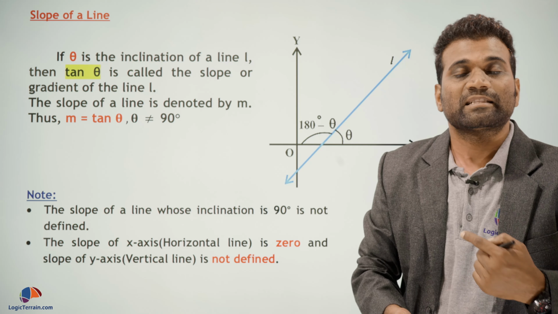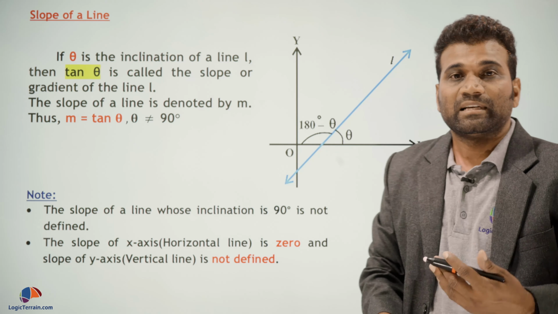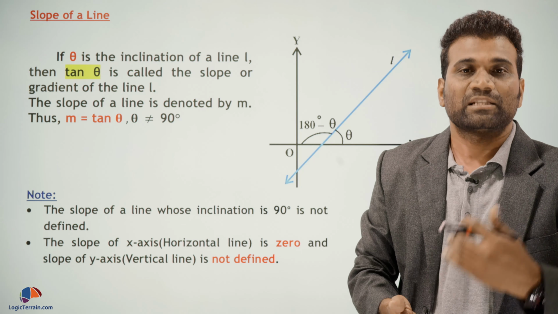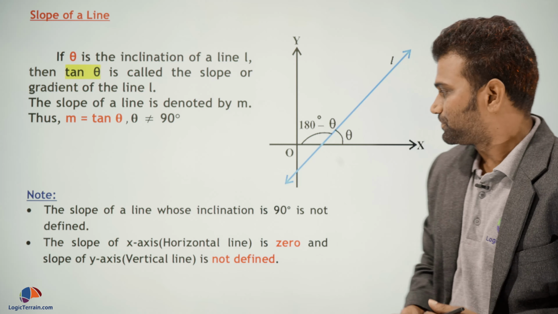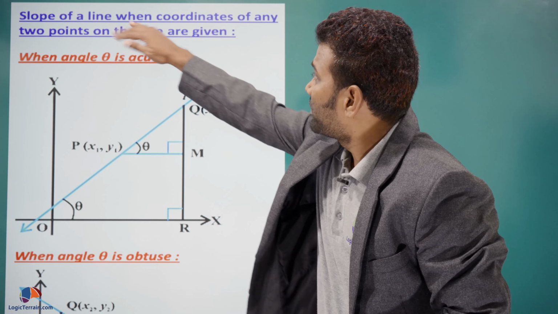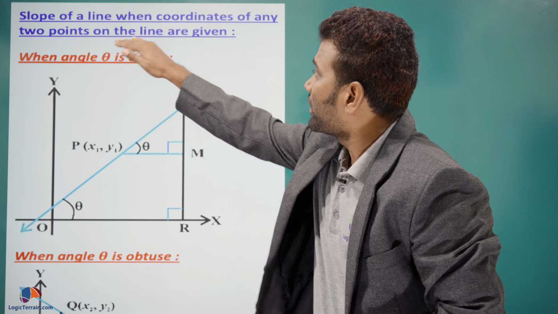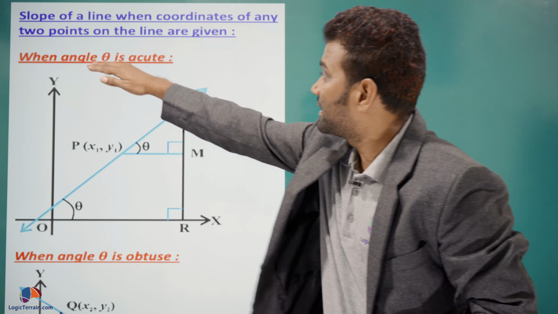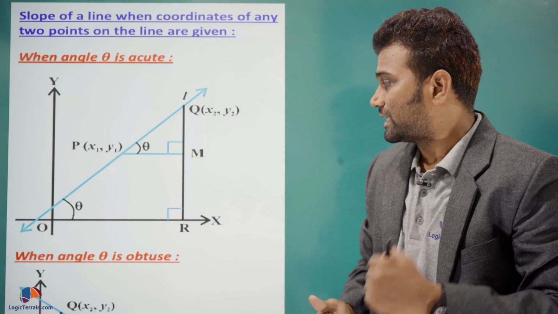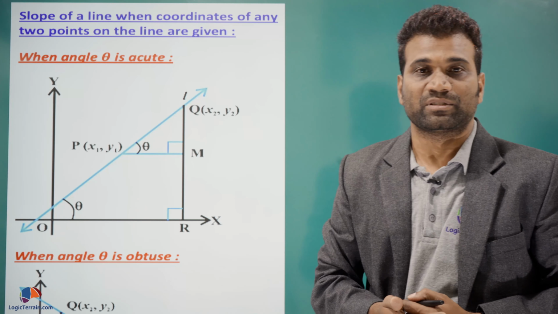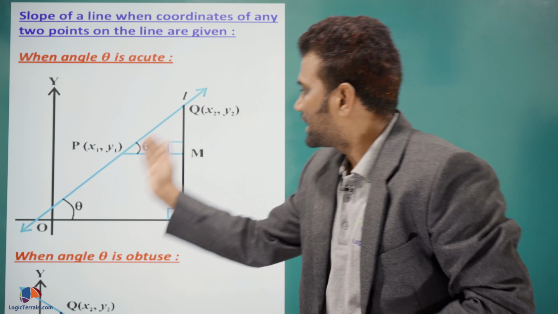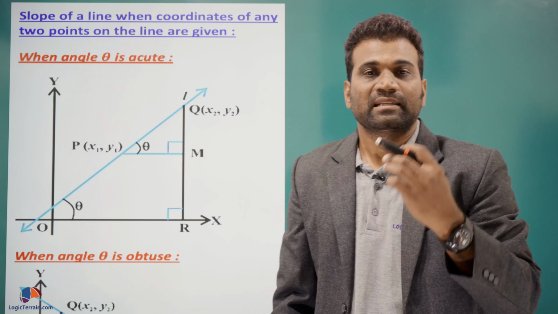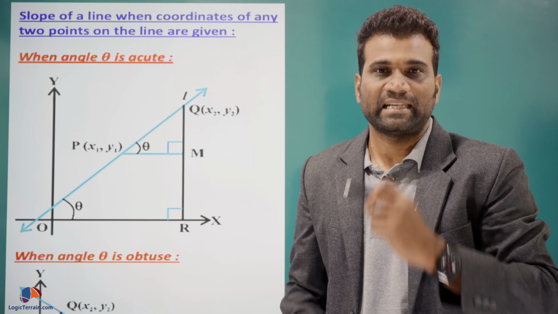Now we'll try to understand what the slope is when we are given any 2 points on a line. How to find the slope? We'll now look at the slope of a line when the coordinates of any 2 points on the line are given. Again we have two cases. One is when angle theta is acute, another is when angle theta is obtuse. When angle theta is acute, theta lies between 0 and 90 degrees.